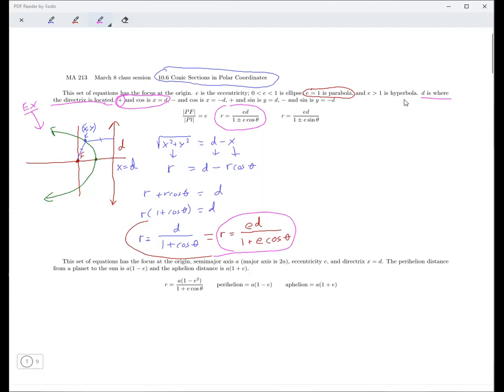And e greater than 1 is a hyperbola. So that means that the distance from the focus to any point on a hyperbola is equal to the distance from that point to the directrix times e. So those are different. They differ by it. This ratio is e for the points, and for the ellipse, e is between 0 and 1. And just for completion's sake, e equals 0 is a circle.